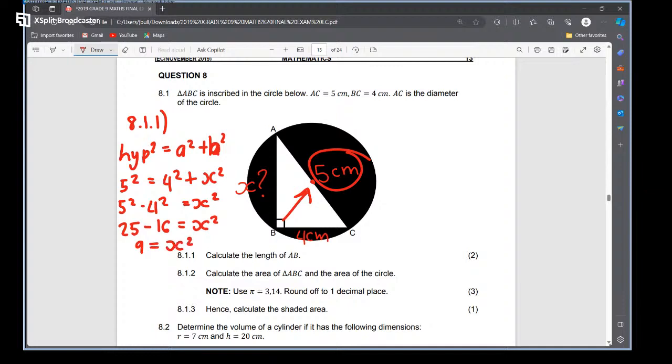And if we want to get rid of that x squared, we just want x by itself. We square root both sides. And so we're going to get x is equal to 3. Okay, so we find that that missing side, that length there, is 3.